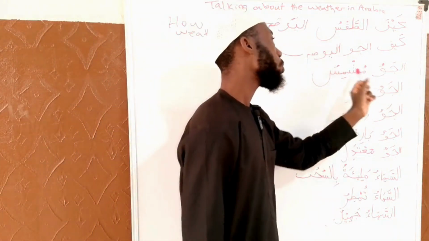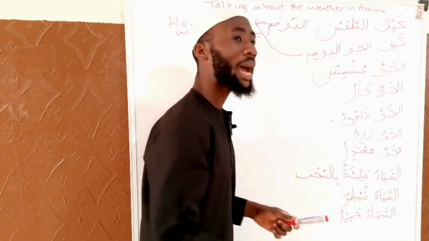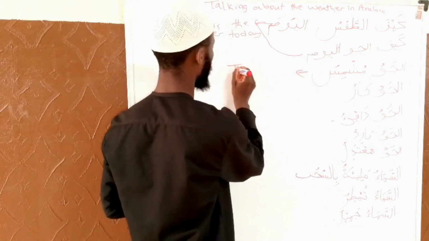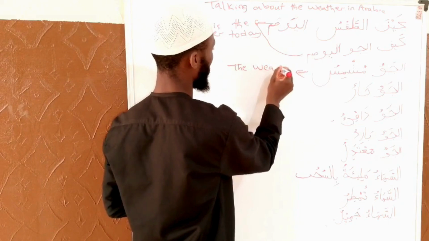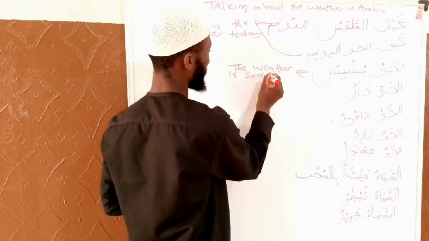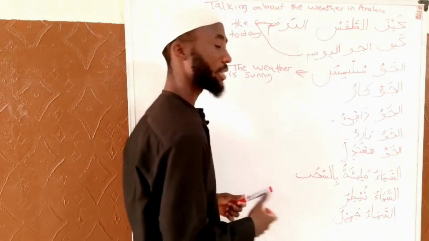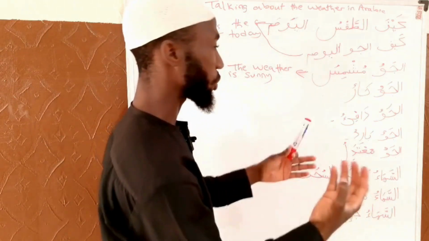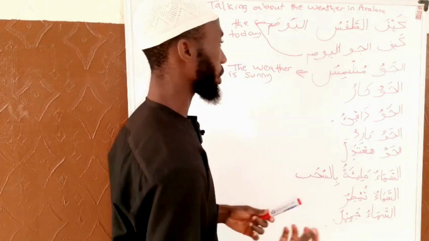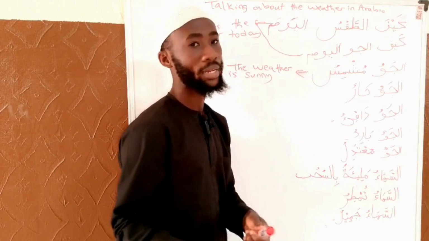Now, al-jawu mushmisu. It means the weather is sunny. Al-jawu mushmisu. The weather is sunny. You understand? The weather is sunny. Al-jawu mushmisu.